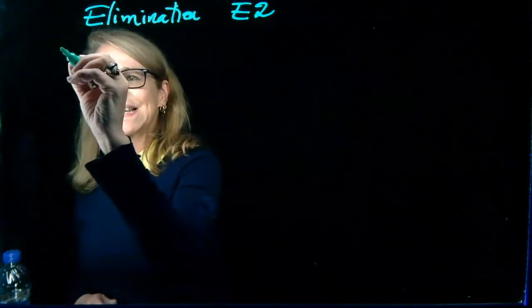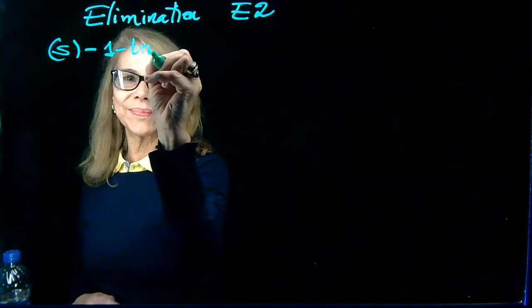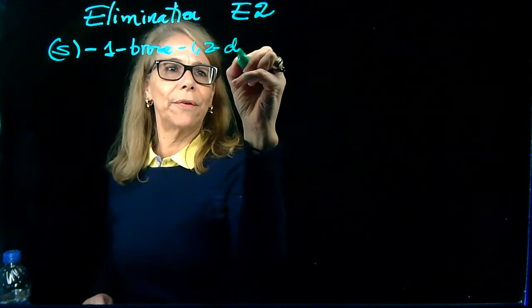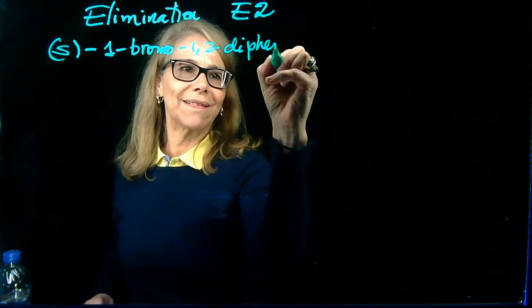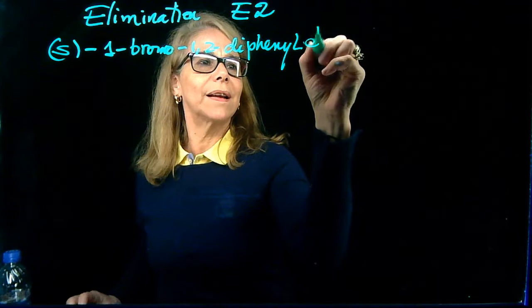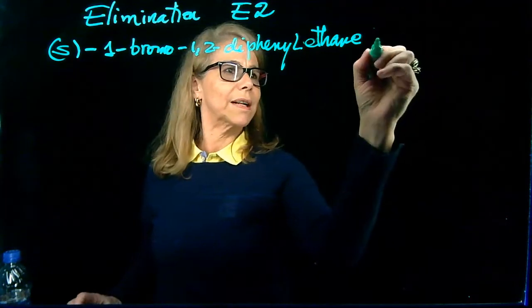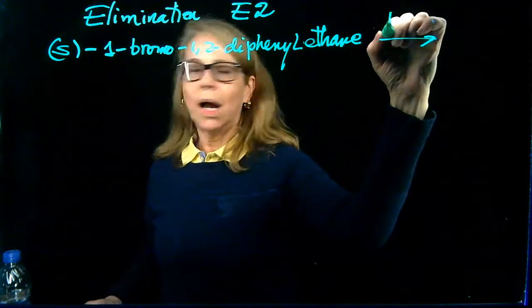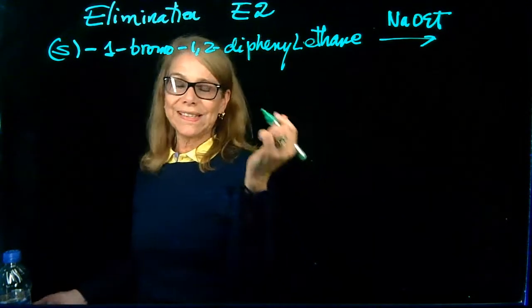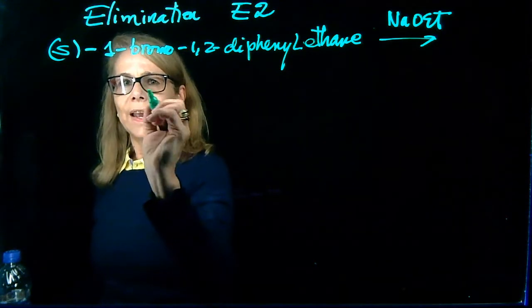The problem says: (S)-1-bromo-1,2-diphenylethane reacts with sodium ethoxide and produces trans-stilbene in the cis.